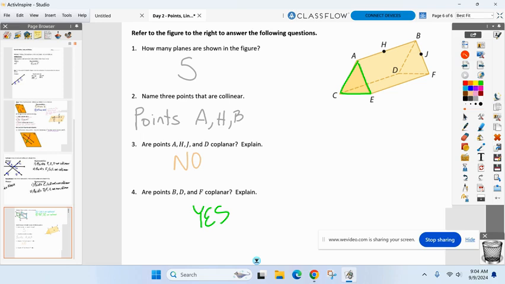So let's make sure we have these vocabulary terms down pat, because tomorrow, another flood of them. Call me over if you have questions.